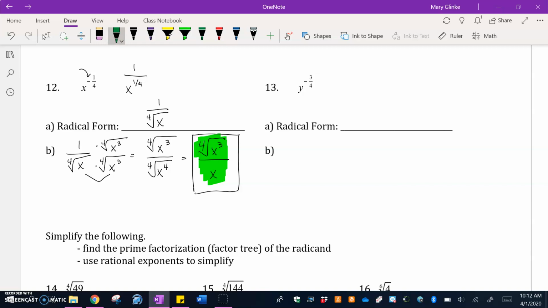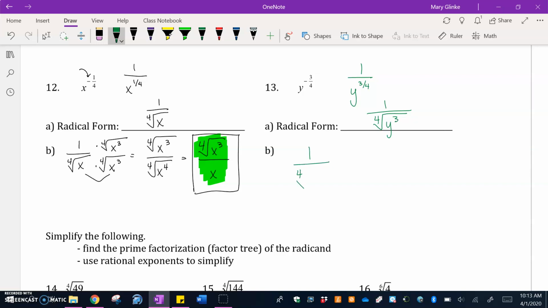Number 13 is going to be very similar. I see the negative exponent, so I immediately move everything to the denominator and change the exponent from a negative to a positive. I can now write this in radical form. It's the 4th root of y cubed in the denominator.